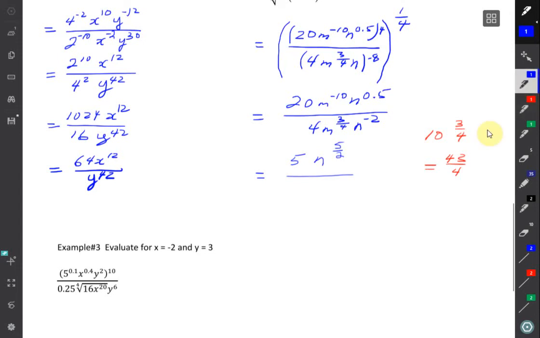That leaves us with m to the 43 over 4. At this point, you might look at that and think it looks kind of messy with these fractions in here, and maybe you would think there should be something else to be able to do, but there are questions that are going to end up like this. So that is as simplified as we can get it.